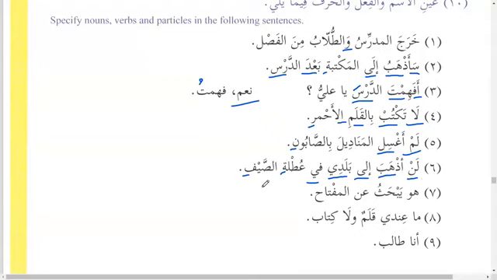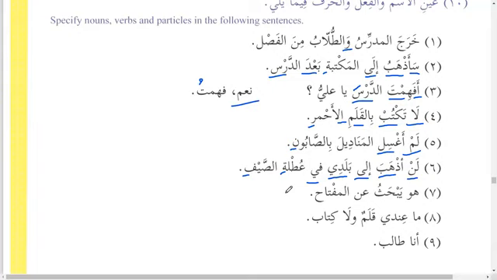I will not go to my country. You need to write it down. Lam equals didn't and lan means will not, in the future. Yes, I will not go to my country during the summer vacation, because of corona. Okay.